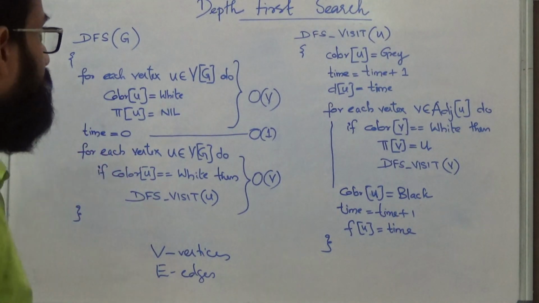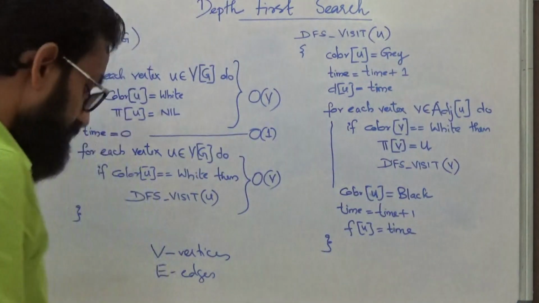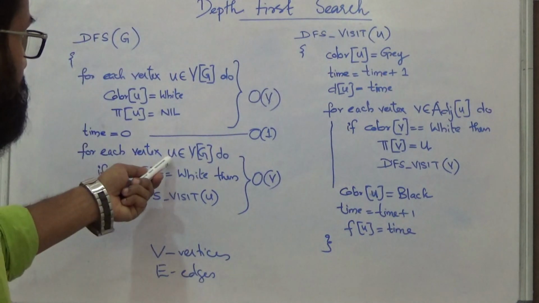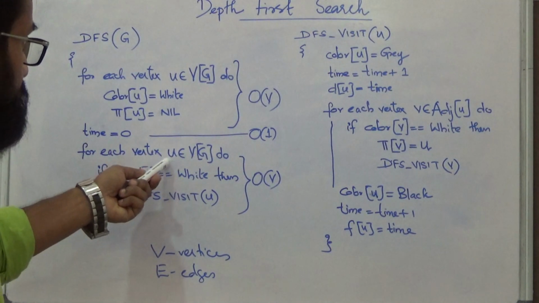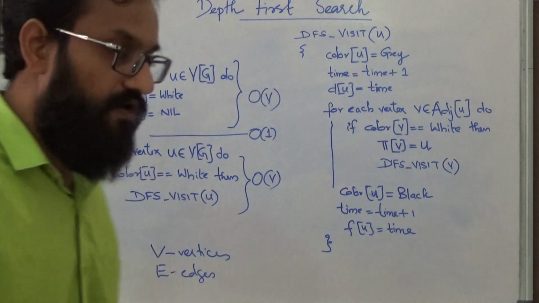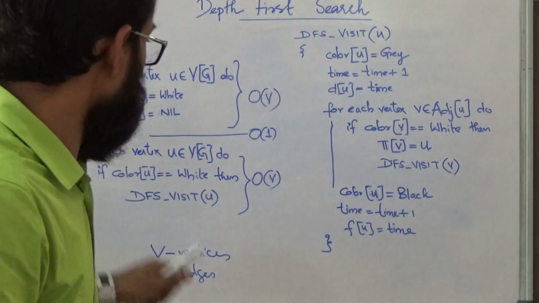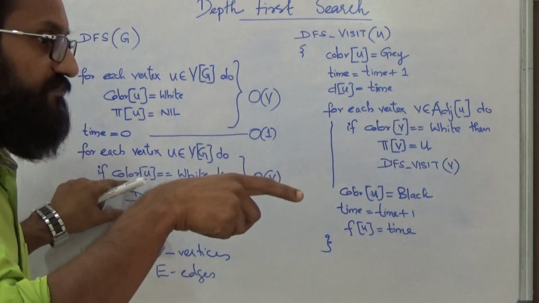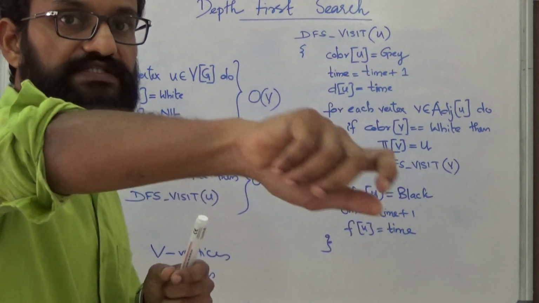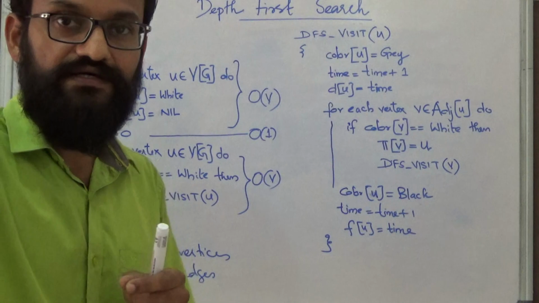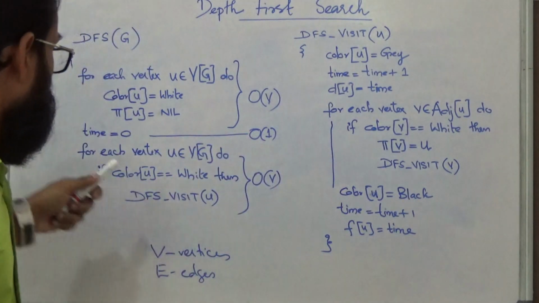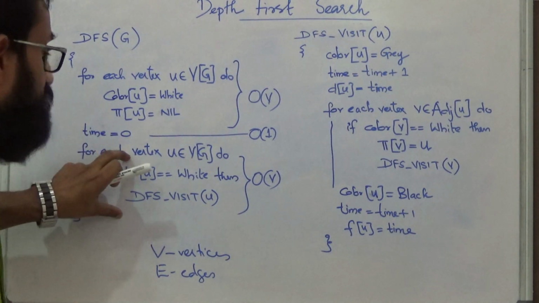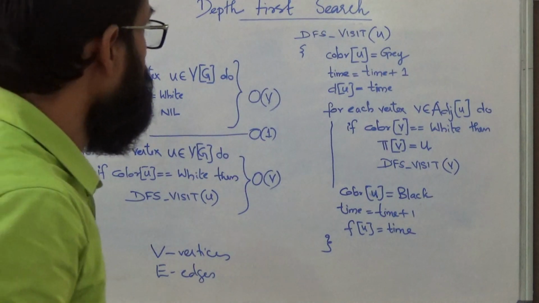And if I analyze this DFS visit algorithm, in worst case, from starting vertex u, all remaining vertices are reachable. So you will start from vertex u, check whether its color is white, and call DFS visit. Once after visiting all the vertices, it will return back at this point. Again, for the next vertex, it will check whether color is white or not. So total cost for this block will be order of V.